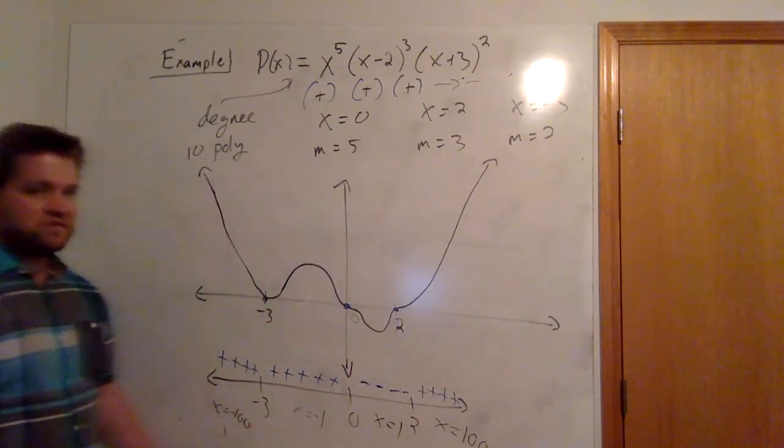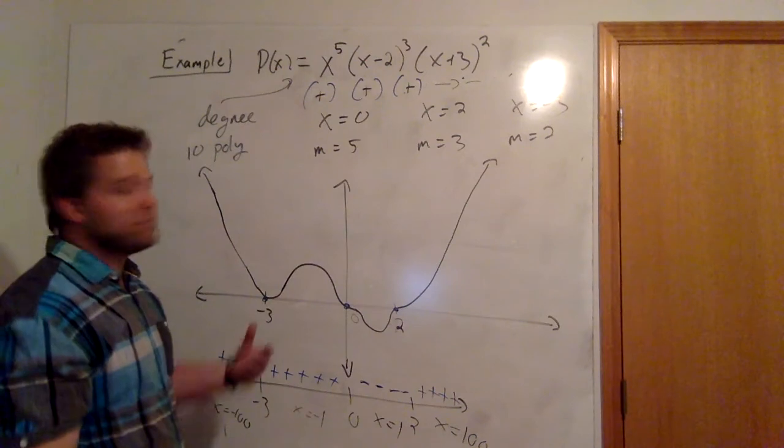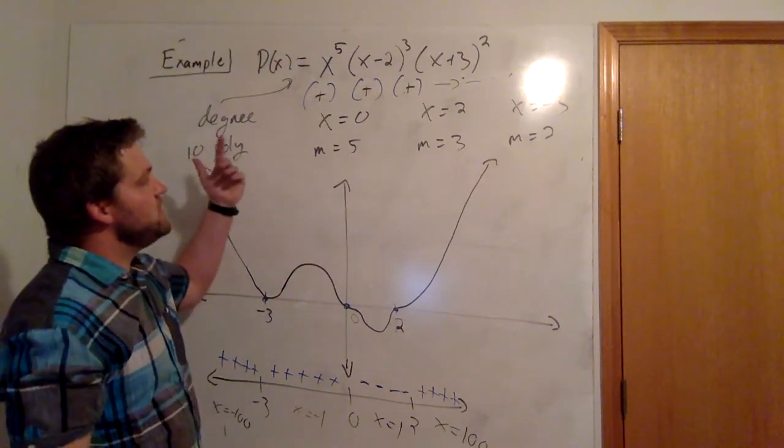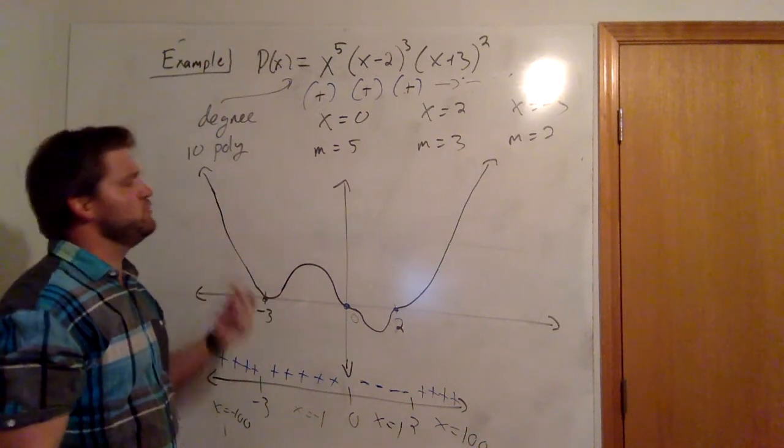So we can always use a sign chart, but what can make our lives a lot easier when we have it in factored form is thinking about the end behavior, thinking about the zeros, thinking about their roots, and you can do these problems very quickly.